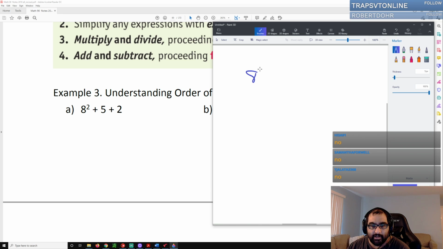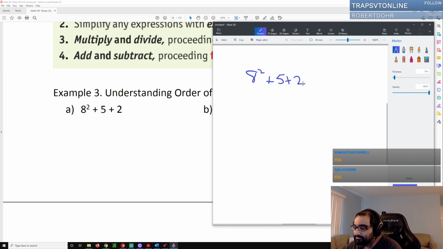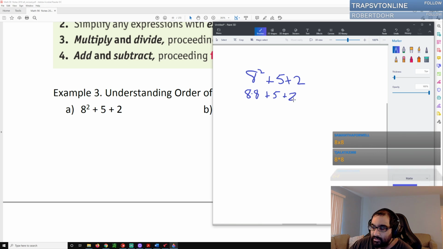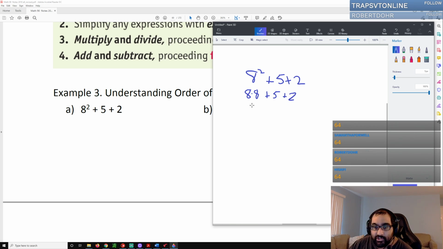All right, so here we're going to get 8 squared plus 5 plus 2. Okay, so let's go over this slowly. What do we do first? Okay, that's right. Let's do 8 times 8 for 8 squared. I agree with that. And what's 8 times 8? Got to do those exponents first. 64, spot on.